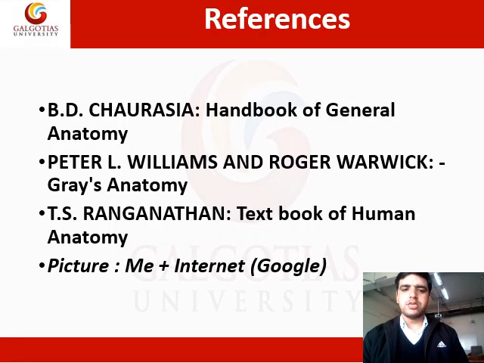These are the references from where the materials and the text have been taken. The materials have been taken from B.D. Chaurasia's Handbook of General Anatomy, Peter L. Williams and Roger Warwick's Gray's Anatomy, and T.S. Ranganathan's Textbook of Human Anatomy, and the pictures have been taken from the internet and some components have been done by me.